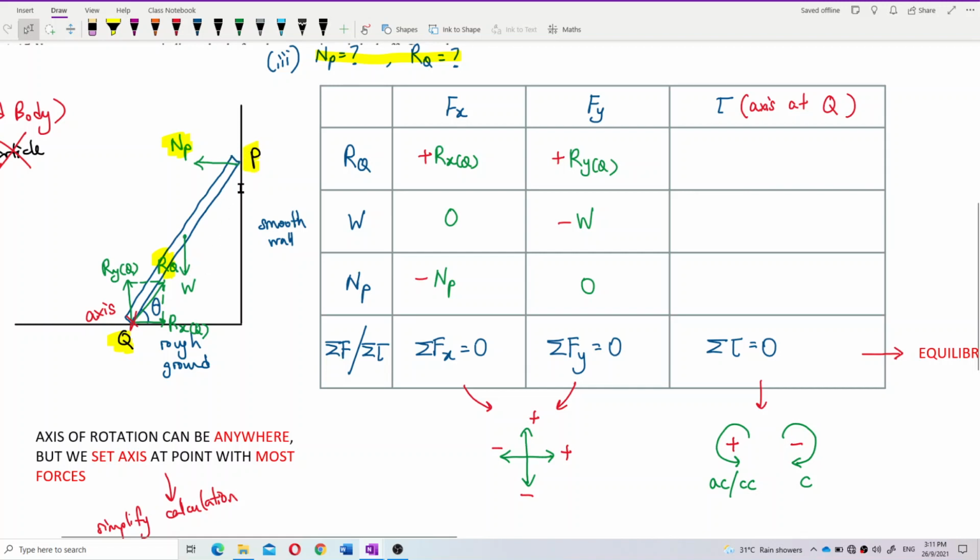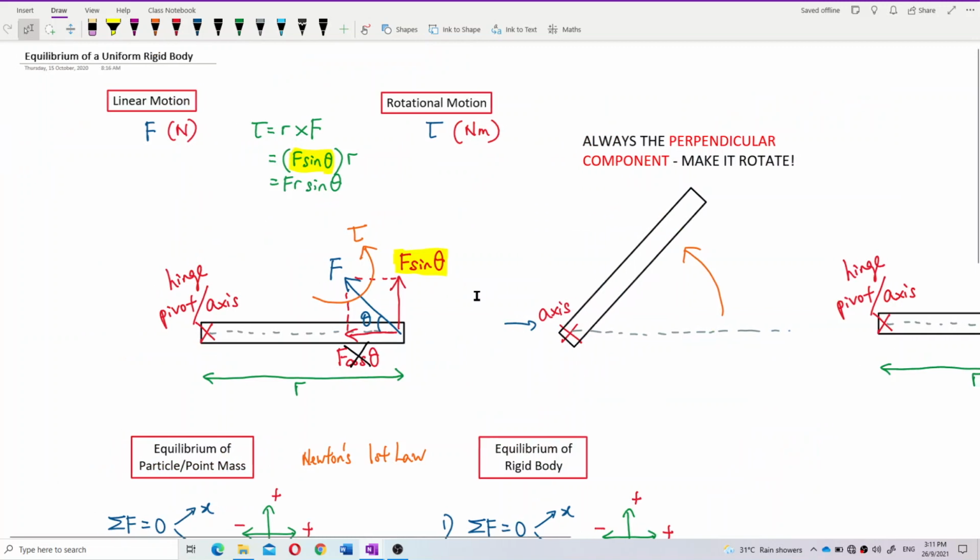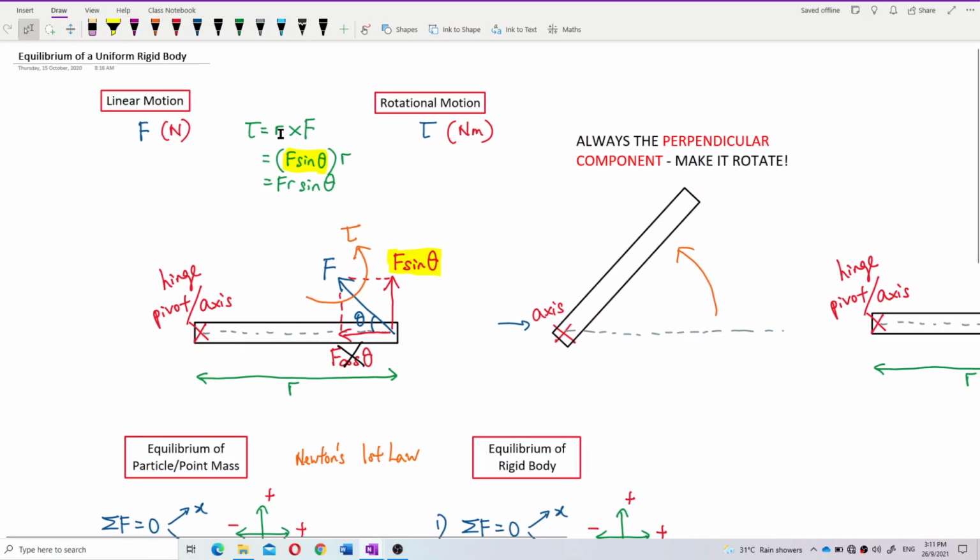Before we dive into resolving the forces, let us go back to our concept of torque: how to make an object rotate. Look at here. Back to our formula for torque, which is R cross F, so F sine theta times R, which is FR sine theta. Why is it F sine theta? Because this theta is between the force and the distance. This distance we call the moment. Moment means the distance of the force to the axis of rotation.